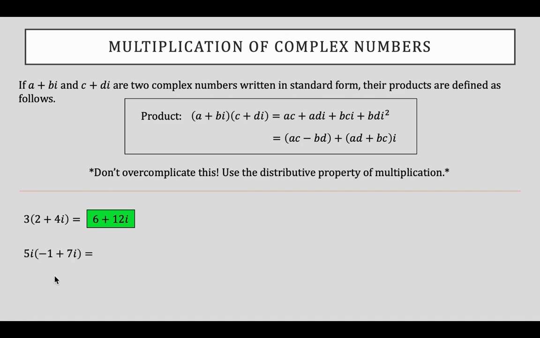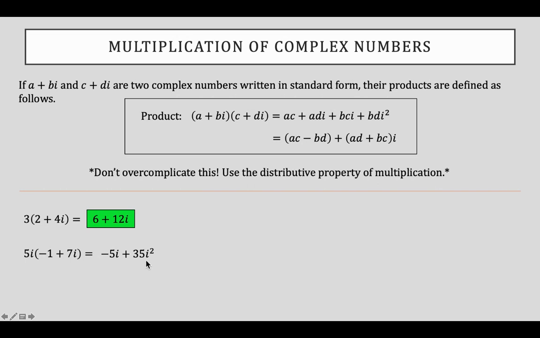Let's try another one. 5i times negative 1 plus 7i. Again, all I need to do is use the distributive property of multiplication. 5i times negative 1, that gives me a minus 5i. 5i times positive 7i gives me positive 35i squared. Now, this needs to be simplified still.